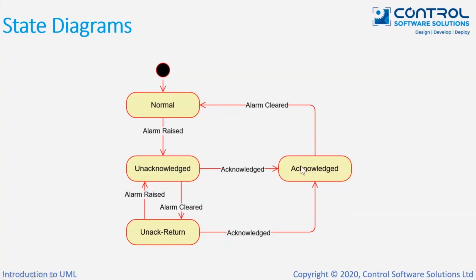Now, I've spotted a gremlin on my syntax here because I've put this as a trigger to say that we then go from acknowledged to normal on alarm cleared. But this alarm cleared has already been enacted there. So that should actually be inside square brackets to say if the alarm cleared condition has been met.